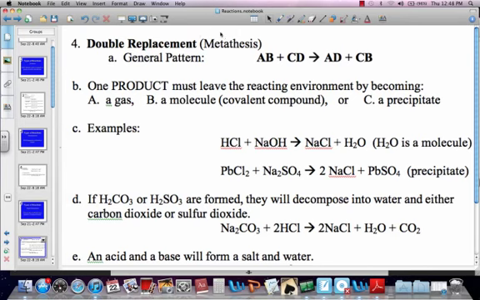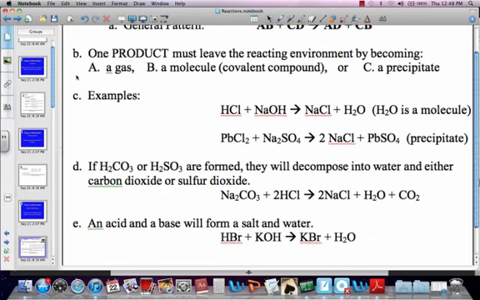Double replacement. I like to think of double replacement as two couples going to prom, and you simply switch the boys or switch the girls, whatever you want. In order for a double replacement to take place, the products must produce either a gas, a molecule, or a precipitate. Every single reaction in question number 4 is a reaction that will take place, so you'll never have to worry if it's a no reaction or not.